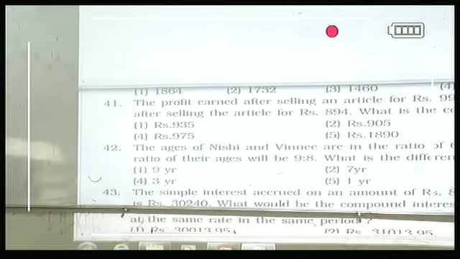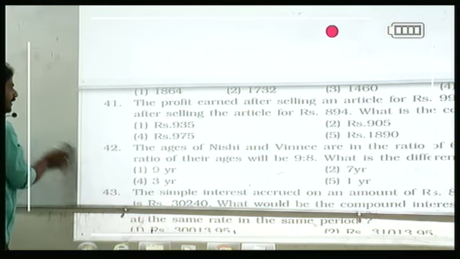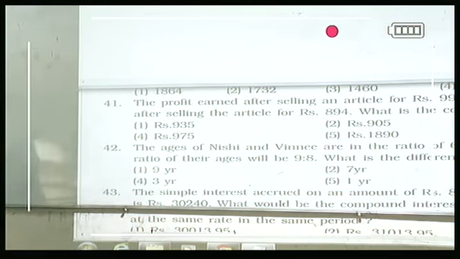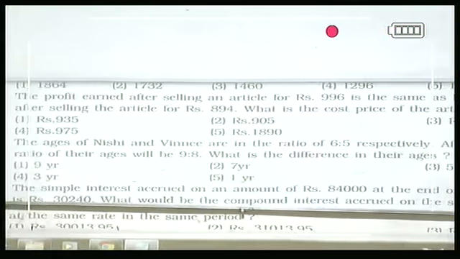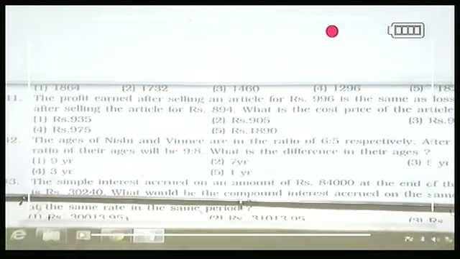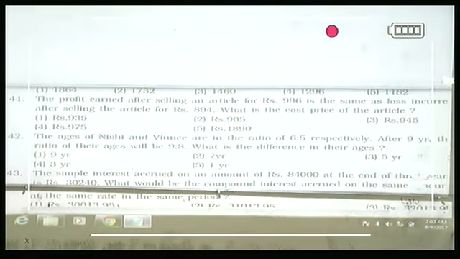(41) Profit earned after selling an article for 996 is the same as the loss after selling the same article for 894. What is the cost price? How will you get the cost price? Just average. Profit in the first case is the same as loss in the second case. When you take the average, profit and loss both get cancelled. So, the average of those two numbers.